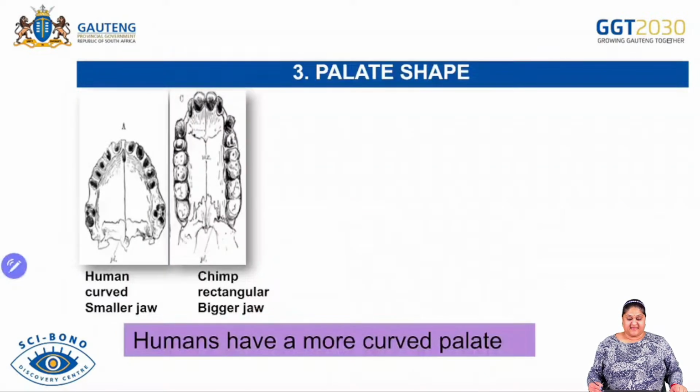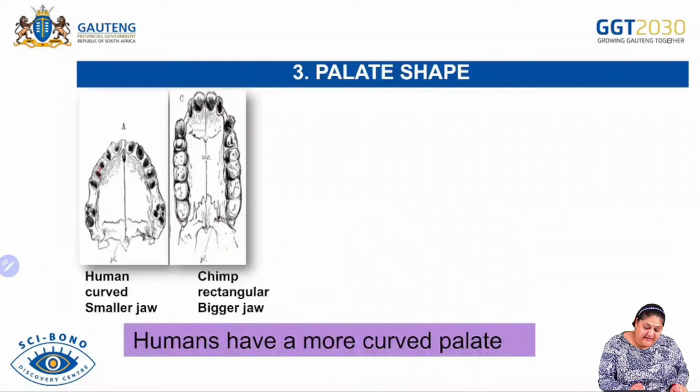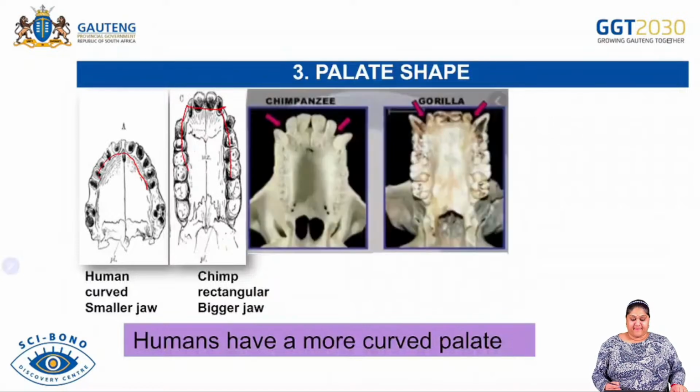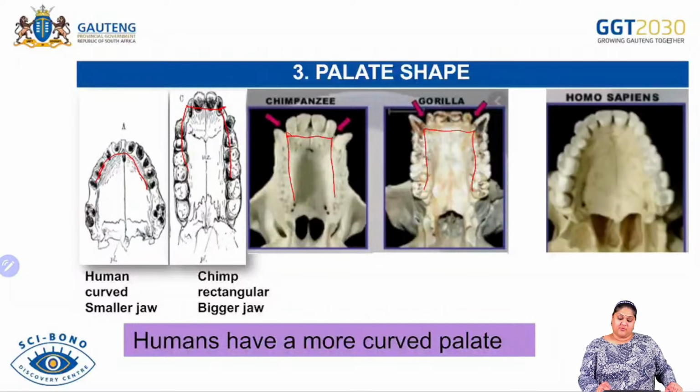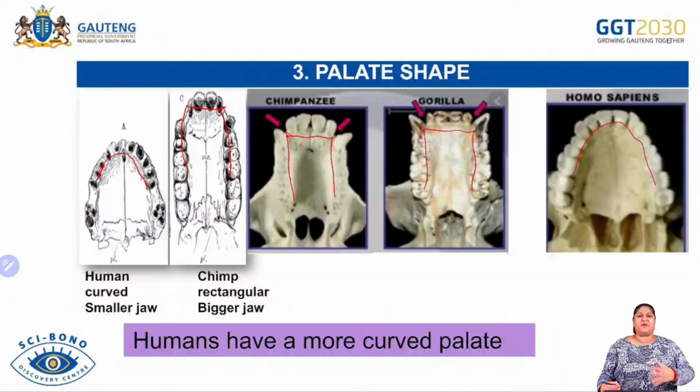Okay, we spoke about that. Now we look at the palate shape. We spoke about how humans have a curved palate. You can see this is more curved compared to this rectangular one. Also, the human's jaw is smaller compared to the chimp or the African ape, which has a bigger jaw. You can see that in these pictures also. Look at the chimpanzee's jaw. You can see that definite rectangle shape, whereas humans have the more curved one. This is the human one. You can see it is more curved. Okay, so when you have these pictures in front of you, it's clear to see them.